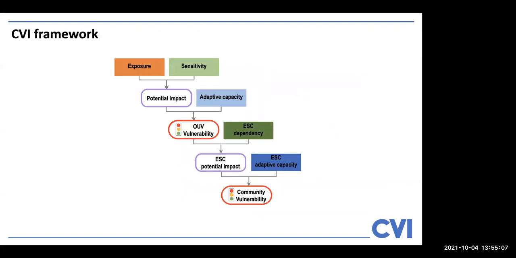So once again, here is the entire CVI framework, and the pieces that we've been speaking about today have been the lower part of this, the economic, social, and cultural aspects that lead us to an assessment for the ESC dependency and the ESC adaptive capacity. And through doing that, combined with the OUV vulnerability, we arrive at an assessment for the community vulnerability.